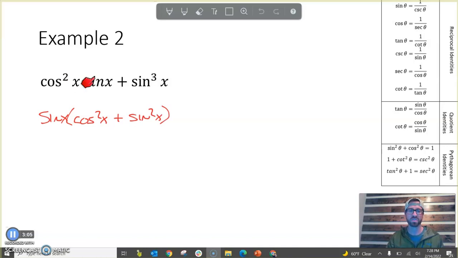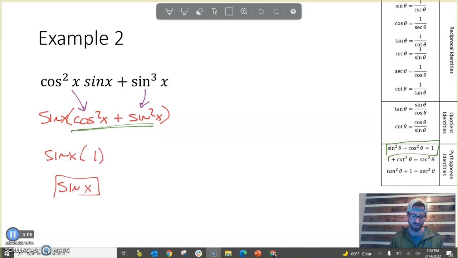Once I factor a sine x out of this, you're left with the cosine squared x. And once I factor a sine x out of this, it becomes sine squared x. Then you probably recognize, oh, cosine squared x plus sine squared x, that's just a big old fancy 1. So we have sine x times 1, which is really just sine x. So this one, like I said, is not that complicated, but it's recognizing that first step of factoring a sine x out of both. Once you see that, it's really simple.